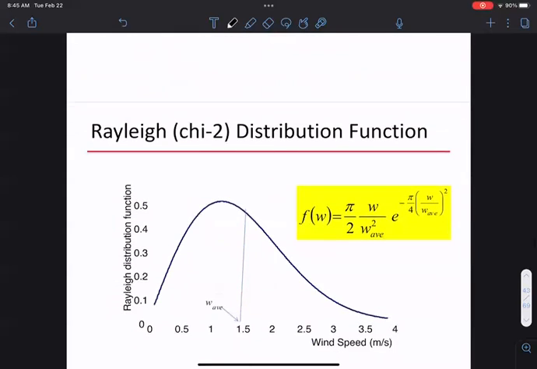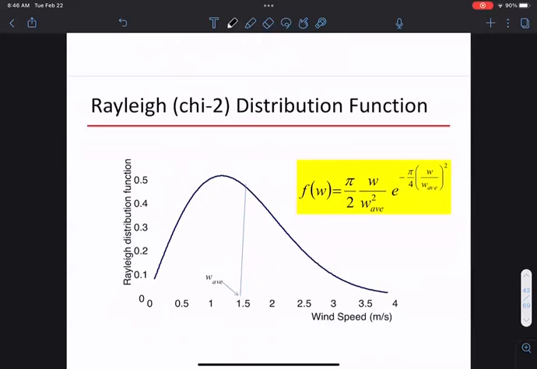Okay, so this is what we talk about. This is our Rayleigh, or chi-square, you can call this a chi-square distribution function. Now, this is trying to say, if I want to model wind speed, instead of truncating things, as with a Gaussian, let me have something that's defined only for positive values. So here I'm going to define it only for positive values. W has to take a positive number, and then you evaluate this equation.